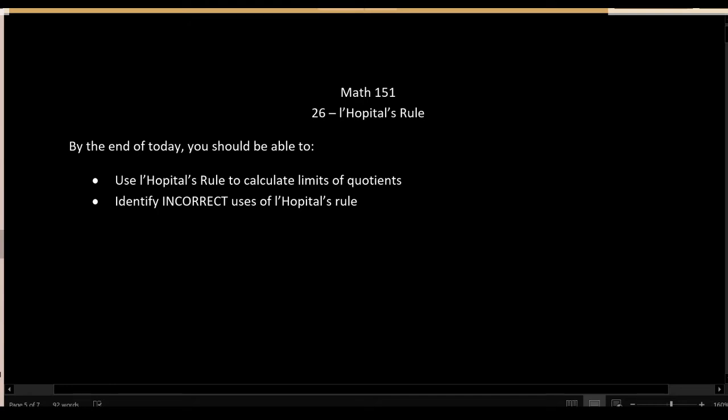In this video, I'd like to talk about an application of the derivative called L'Hopital's rule. All the way back when we first introduced the derivative as a difference quotient, we used limits to calculate derivatives. But what we're going to do in this section is use derivatives to calculate limits. Now this rule is a little bit tricky. So first we're going to practice using it, and then we're going to examine some incorrect uses of it.